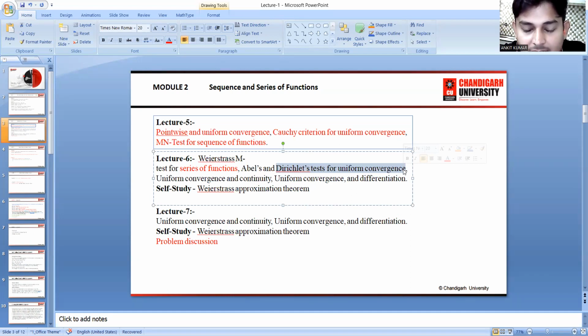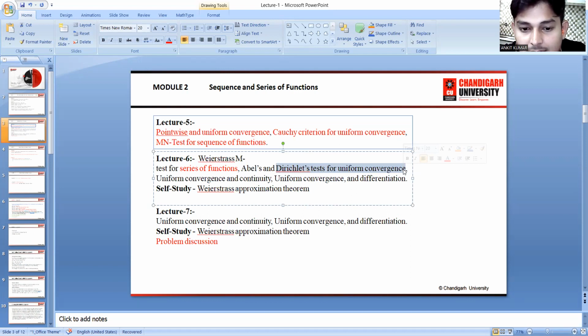So, what is the main criteria of Abel's test? In this topic I will discuss what the criteria of Abel's test are, and there are also some necessary conditions for Abel's test. Uniform convergence and continuity. What are uniform convergence and continuity? Uniform convergence and differentiation.